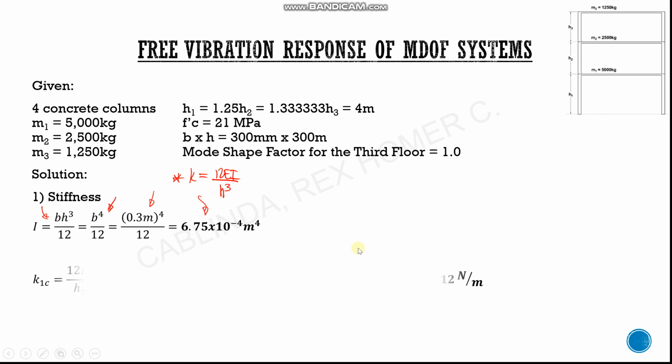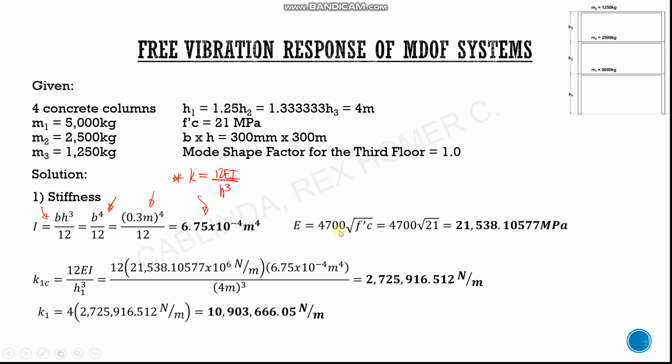Then we apply 4,700 square root of f prime c, so our modulus of elasticity is equal to 21,538.10577 megapascal. We substitute that into the stiffness equation, EI over H cubed, or H1 cubed. The stiffness of the single column is 2,725,916.512 Newton per meter.